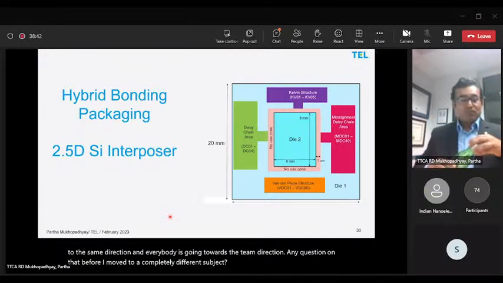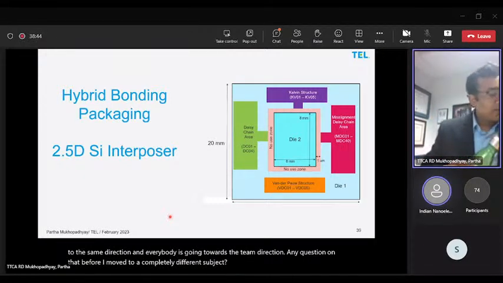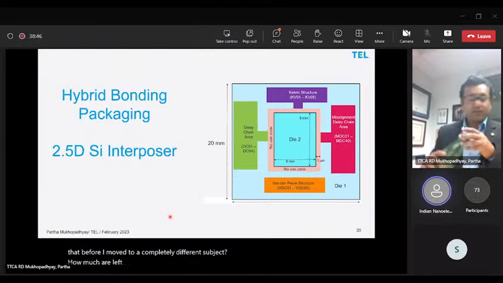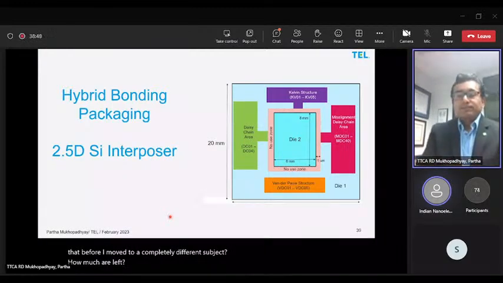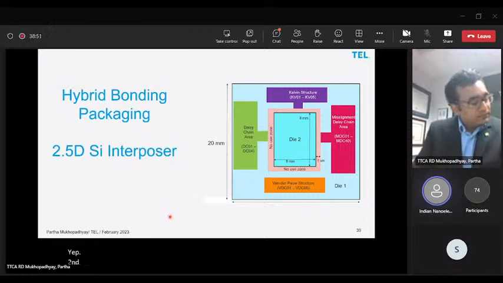Sir? So there is one question from... Yes, sir, there is one question from Shubham. He is asking why do we deposit the silicon germanium layer? Can we use any other material instead of the silicon germanium layer?